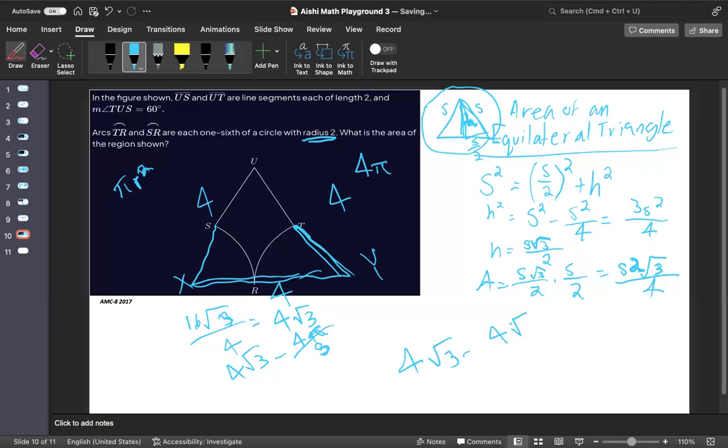4 root 3 minus 4 pi divided by 3. 4 pi. That makes me hungry. Wish I had some pie now. Well, that's it for this question. Well, unless there's some genius who can simplify this, then it's not the end. But obviously I'm not that genius, so for me, that's my answer.